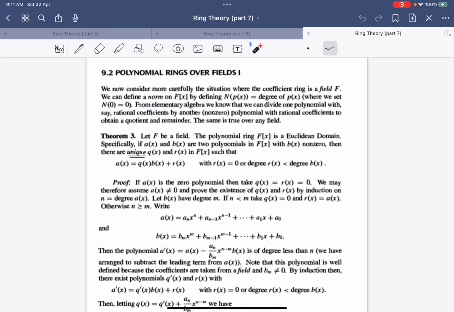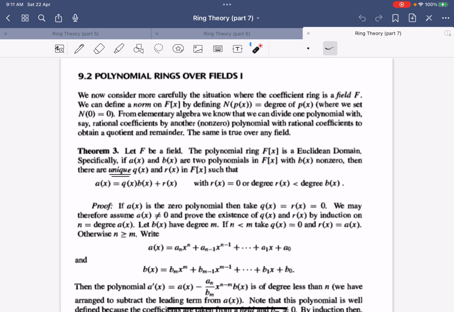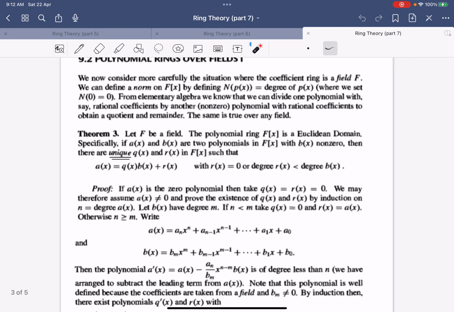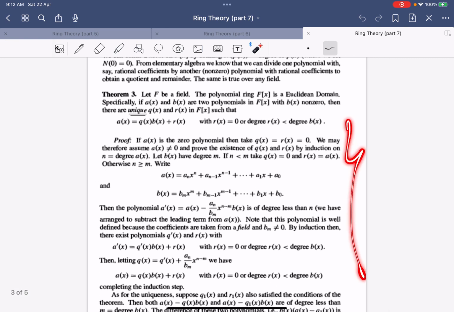But what we're really interested in is polynomial rings over fields, and the reason is because it gives us a lot of nice properties that we want. So when it's a field, then we can define the norm on this polynomial ring over a field to be the degree of p(x). And one thing is that it will become a Euclidean domain. So you can actually do the division algorithm on this polynomial ring where the coefficients now come from a field.